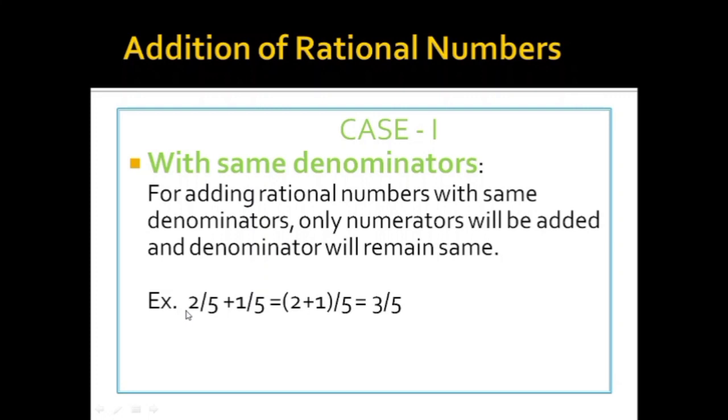We can see one of the examples. In the example, it is written 2 upon 5, which is the first rational number. Second rational number is 1 upon 5. On adding this, the numerators of both, 2 and 1, will be added. So 2 plus 1 becomes 3, and upon 5. So 3 upon 5 is the result.